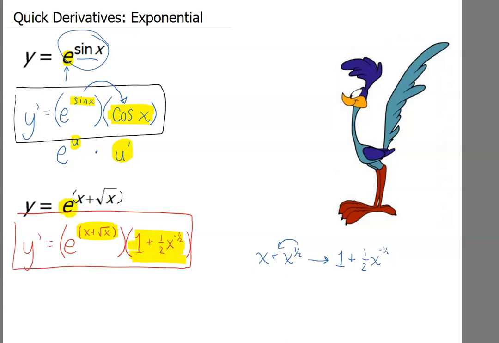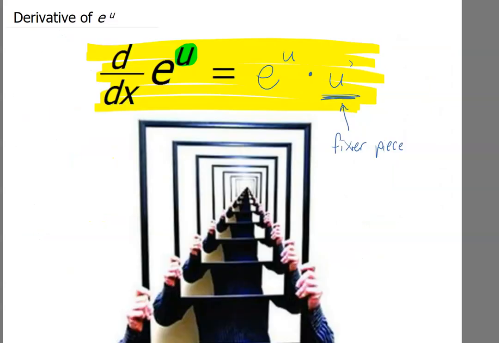That super specific trick that we just saw, e to the u, only applies, again, with this super special base of e, which is this number that has all kinds of cool properties. This is one of them.